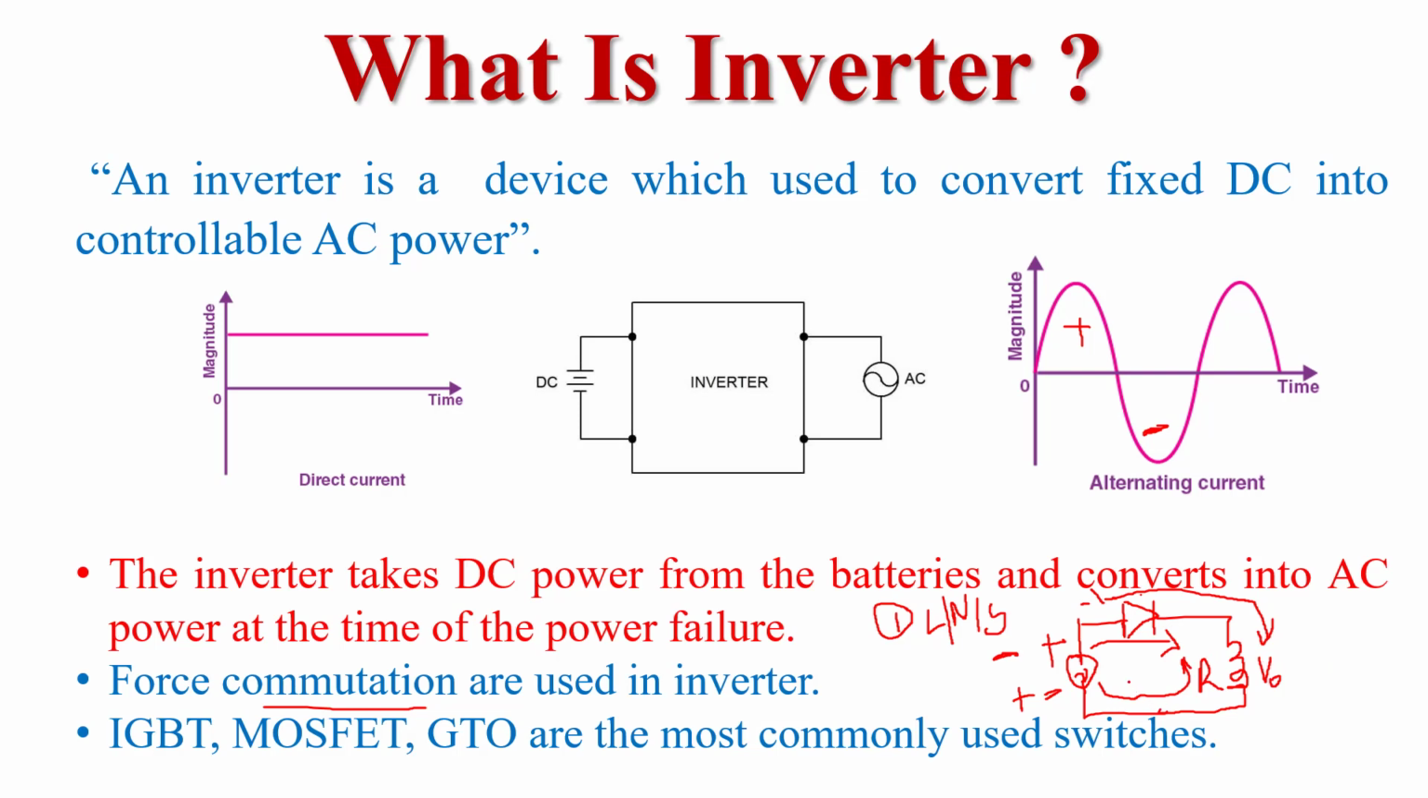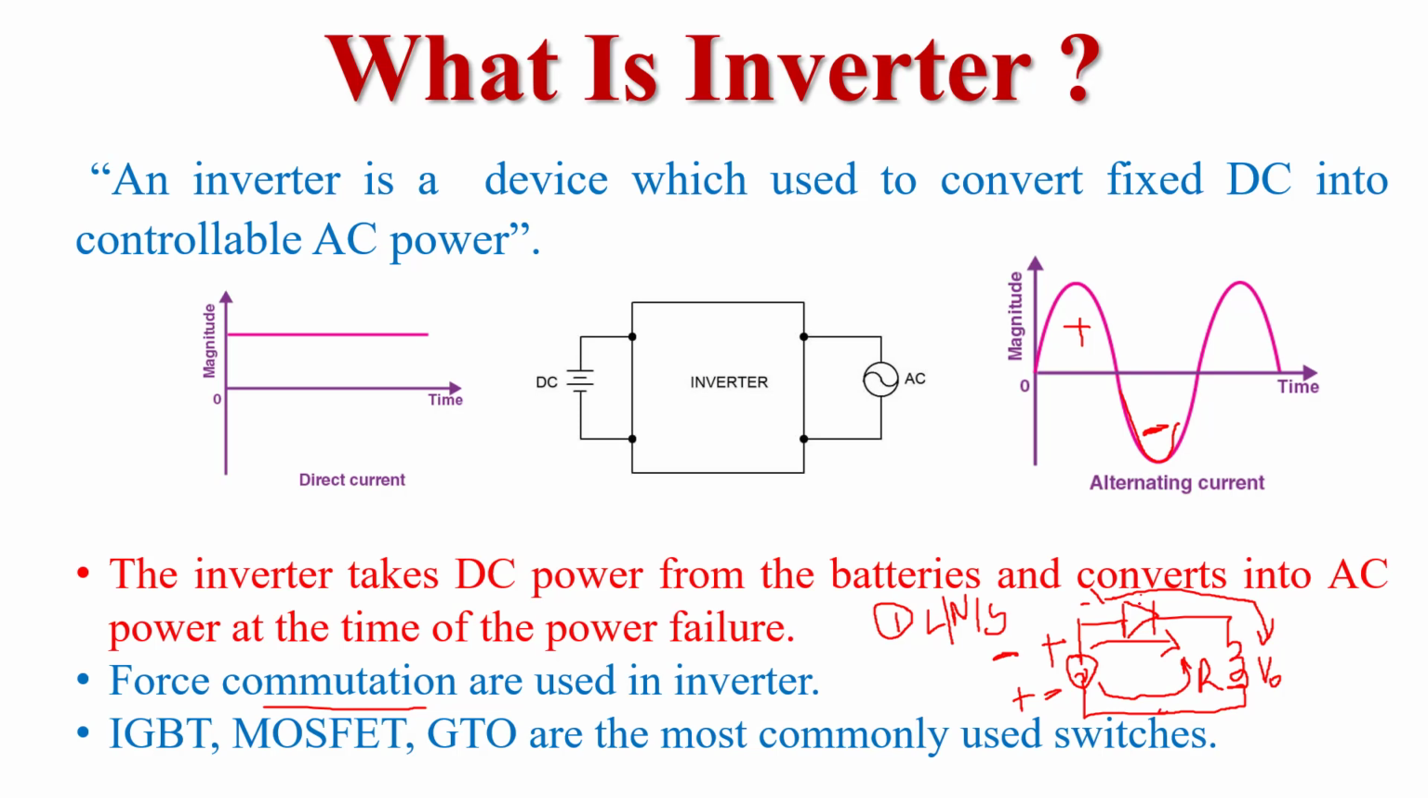So we can say that when the applied voltage is reverse bias, the diode is self-commuted or self-turned off. This process is called self-commutation, also called line commutation or natural commutation, because naturally when the negative half supply appears, the device will be turned off.